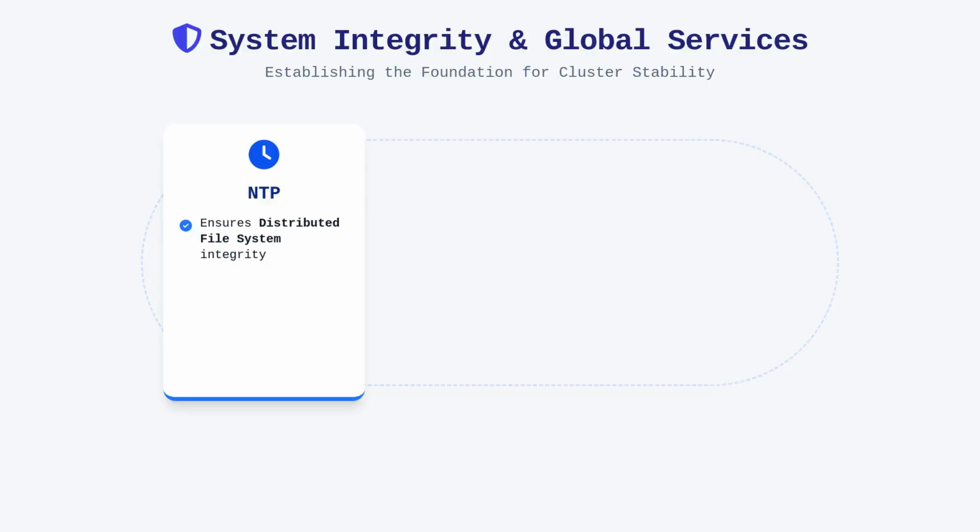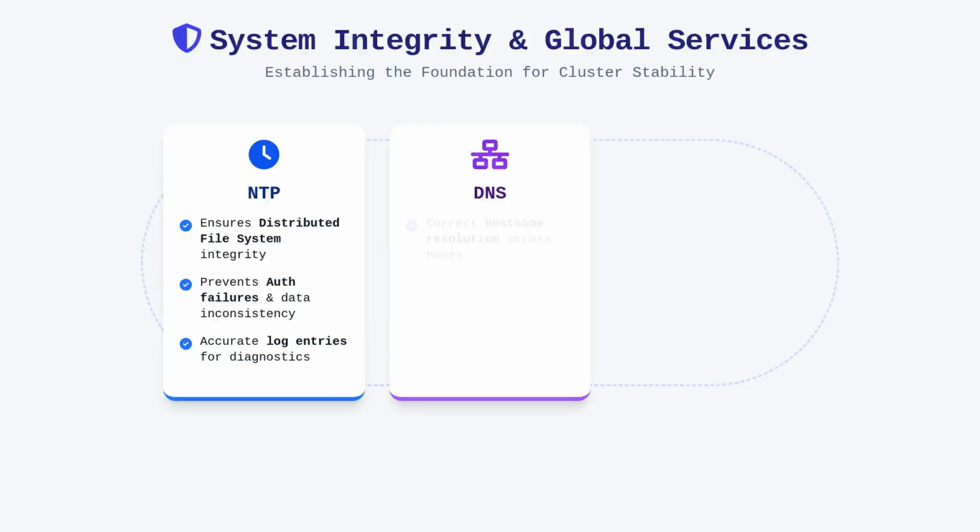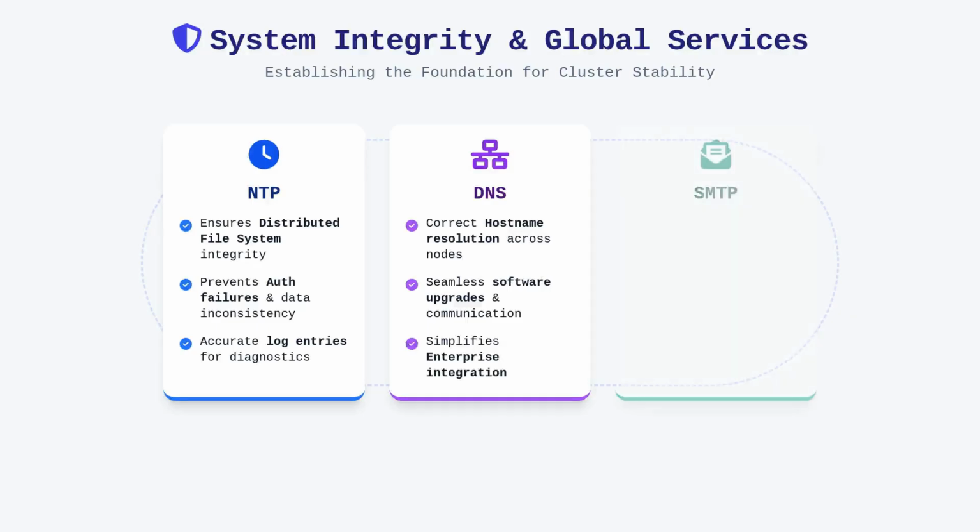If the time drift between nodes exceeds a small margin, authentication processes, log entries, and data consistency operations will inevitably fail or report false errors. Similarly, DNS configuration is required to ensure that components can resolve host names correctly, which simplifies management and prevents issues during cross-cluster communications or software upgrades.